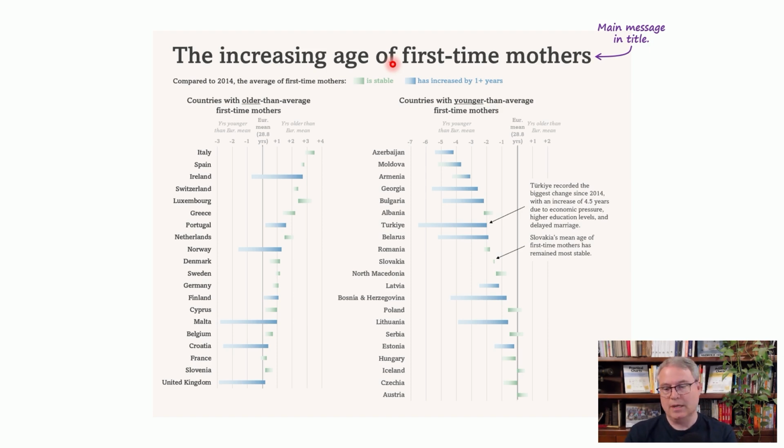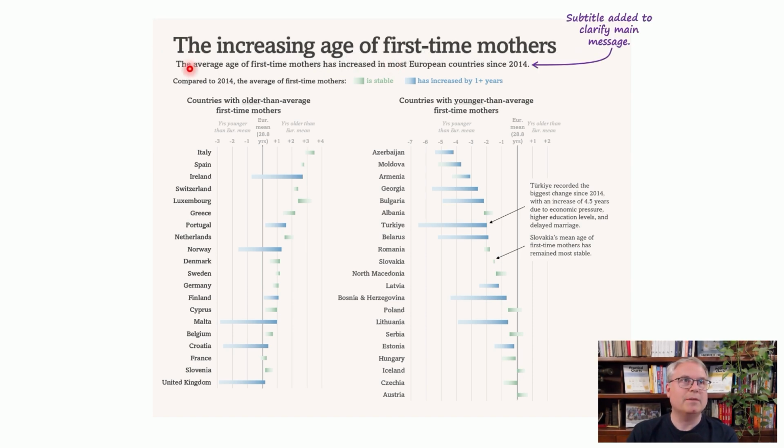What am I supposed to get from this? And I could even maybe clarify it by adding a subtitle here. The average age of first-time mothers has increased in most European countries since 2014. Right, so that's just adding more precision to this main message.